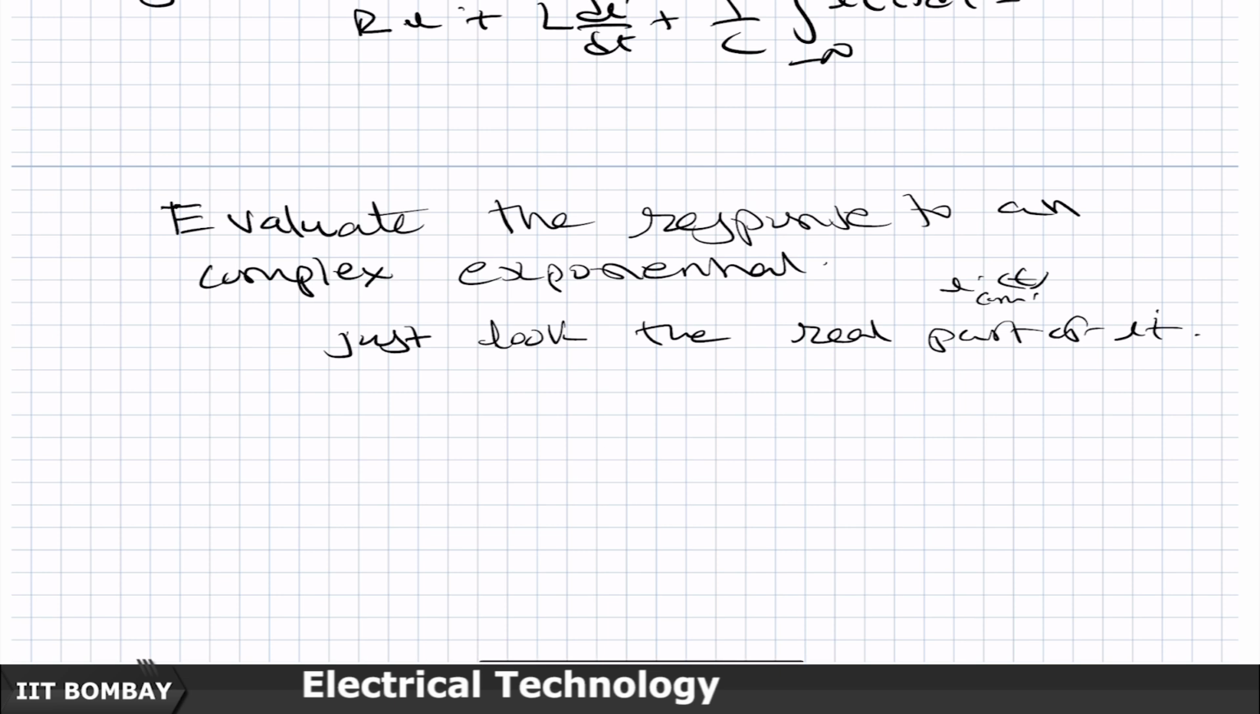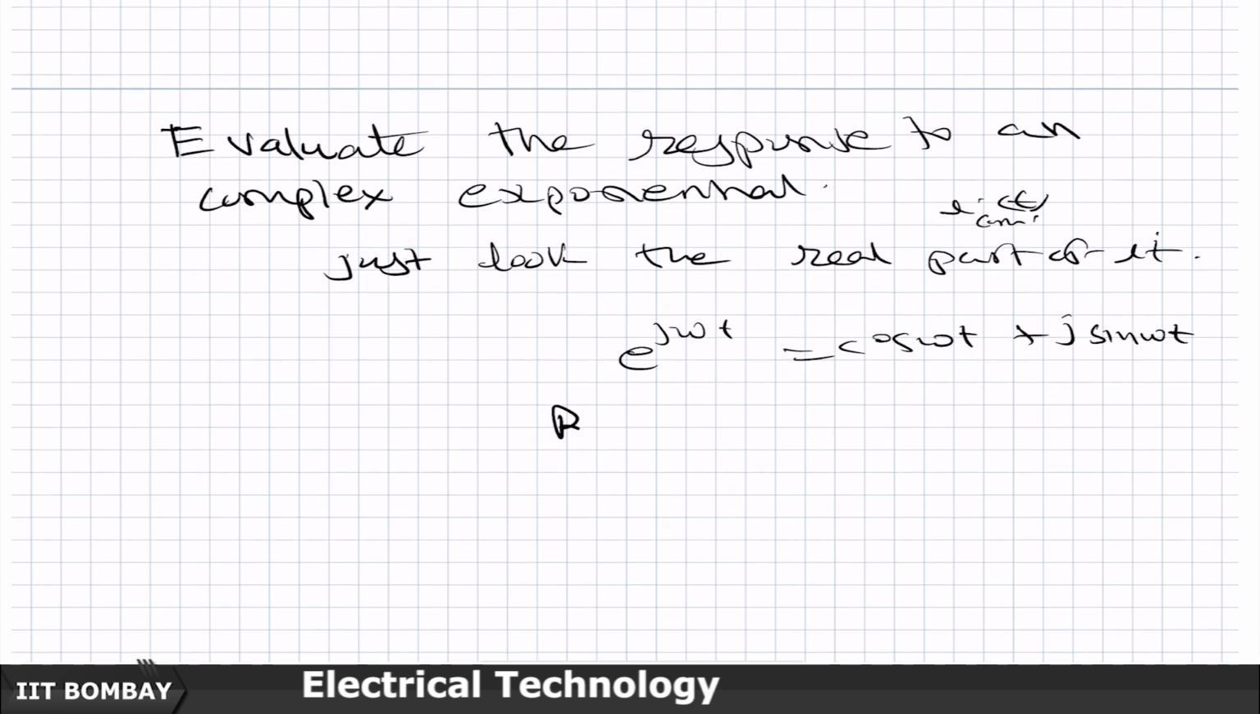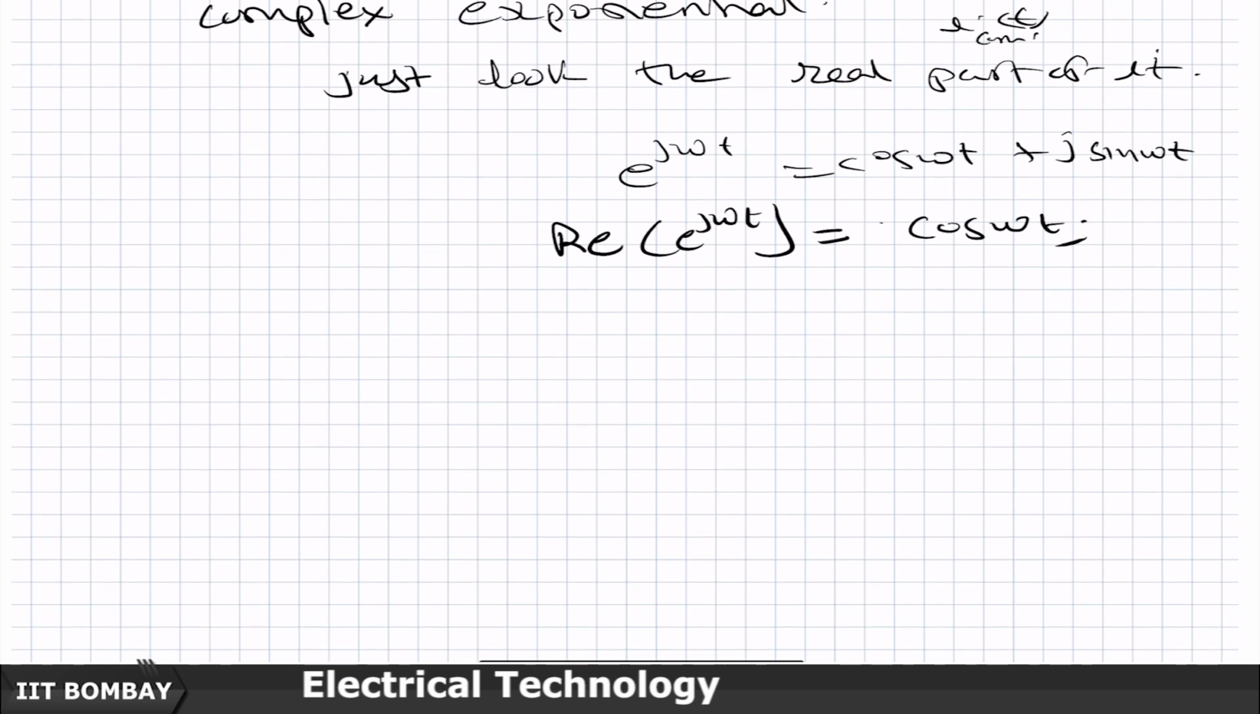Why? Because e to the power j omega t is cos of omega t plus j sin of omega t. So, if you have a response to this complex exponential and if you just look at its real part, you will get the response corresponding to cos of omega t as the excitation function. Let me put it this way.